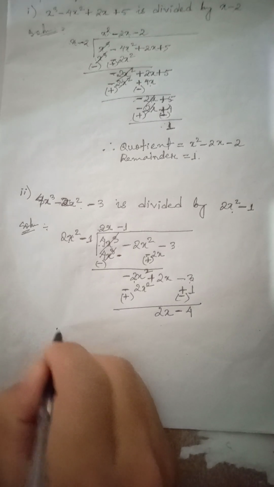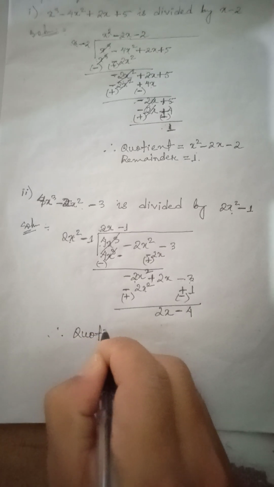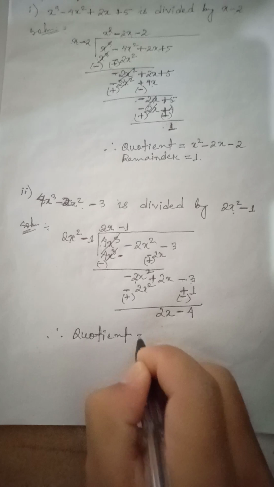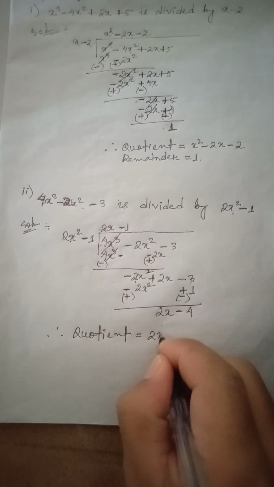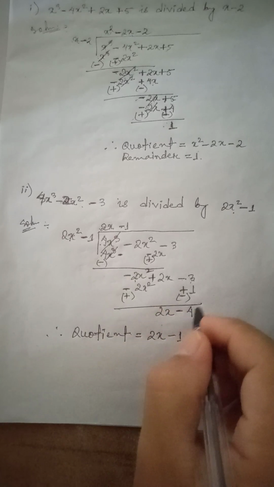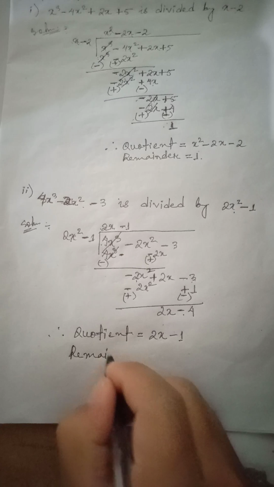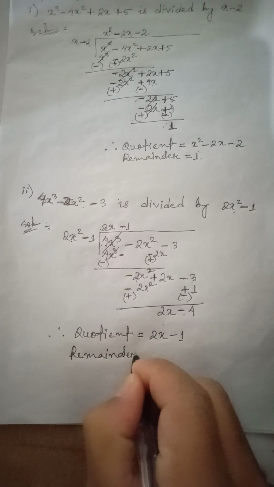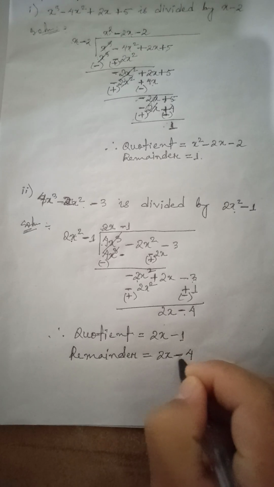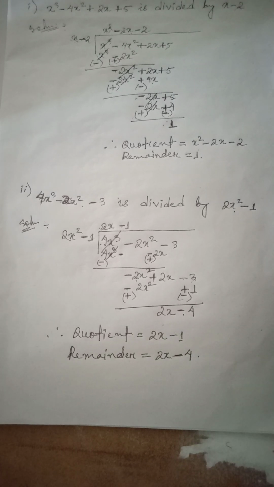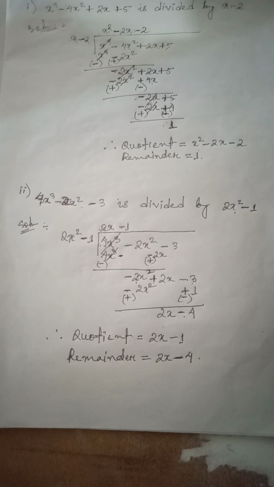After that, you have to write what the question has asked us. It is quotient. What is the quotient that we got here? It is 2x minus 1. And what is the remainder that we got? It is 2x minus 4. This is all about the problem that was solved in this Roman number 2.